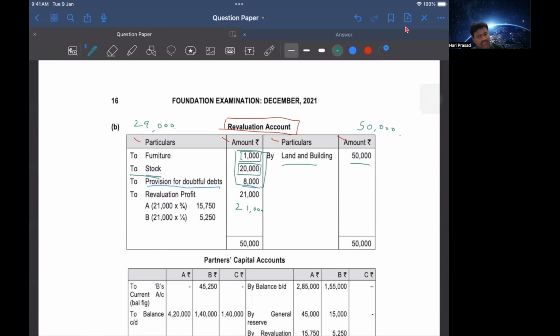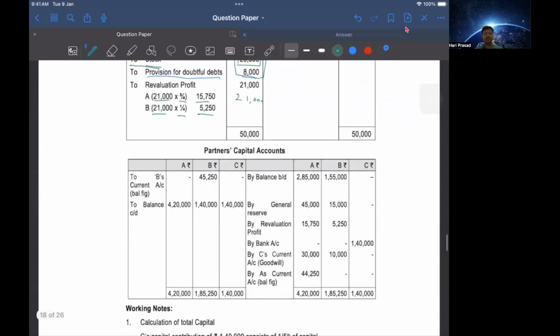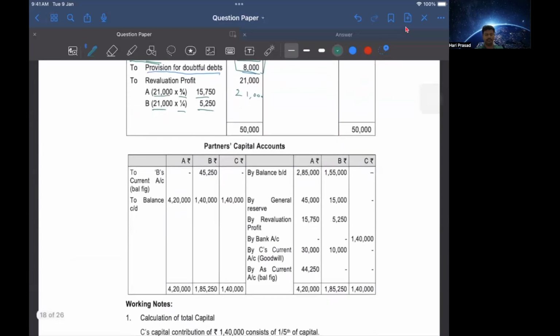What is A's share from this profit? 21,000 into 3 by 4. 3 by 4 is A's old ratio, so 15,750. B's share is 21,000 into 1 by 4, which is 5,250. Revaluation account done. Next, the partners' capital account.